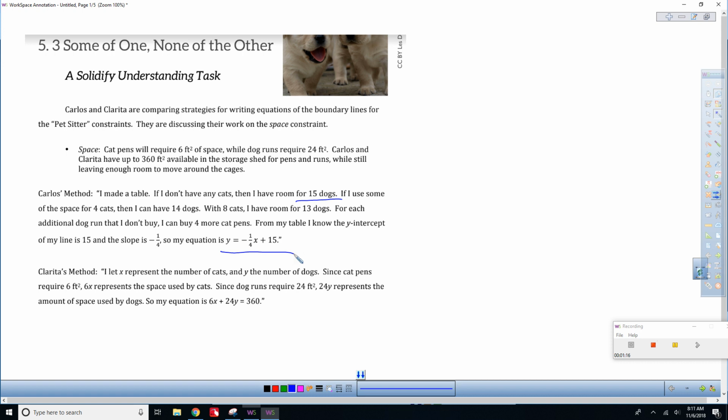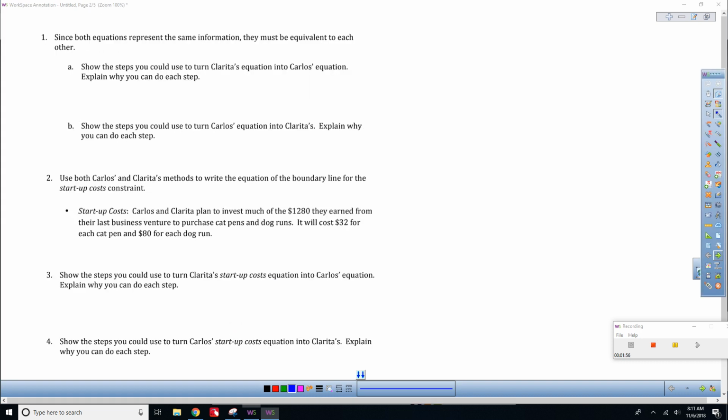Okay? Clarita used a new method which is called standard form, okay? And that's when we have integers multiplying by our variables, adding up to be a whole number. For this problem, I think this equation in standard form is an easier way to understand it. We need 6 square feet per cat. We need 24 square feet for each dog, and 360 is how many square feet we have. Since both equations represent the same information, they must be equivalent to each other. Show the steps to turn Clarita's into Carlos's.